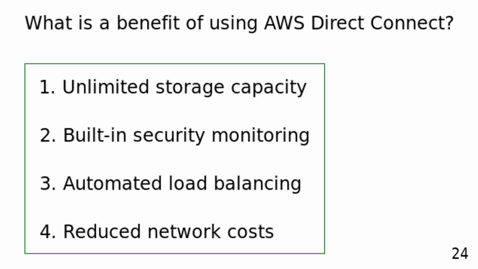What is a benefit of using AWS Direct Connect? Unlimited storage capacity. Built-in security monitoring. Automated load balancing. Reduced network costs.